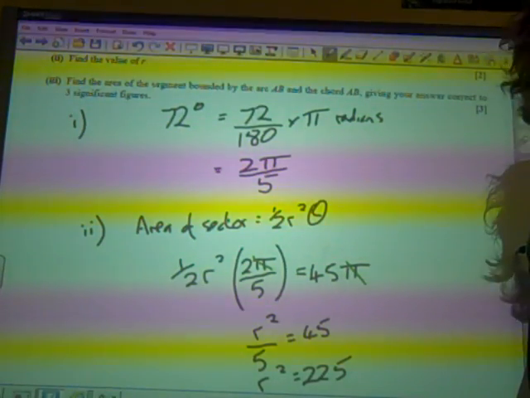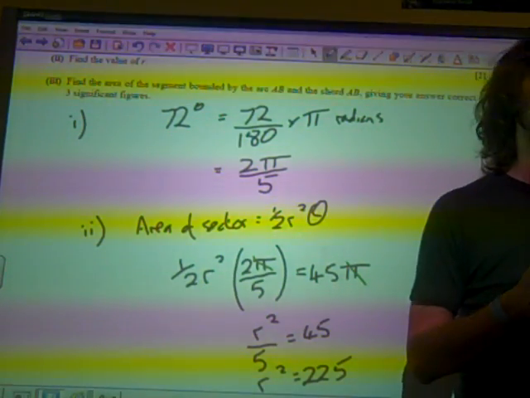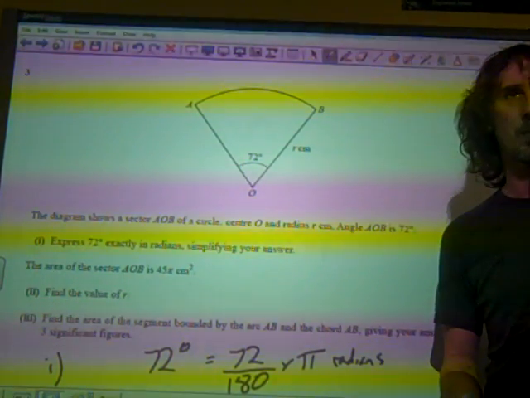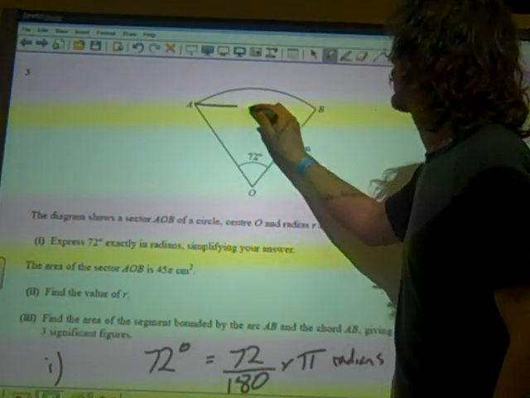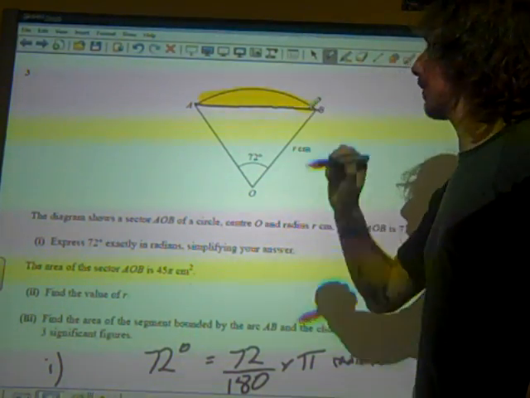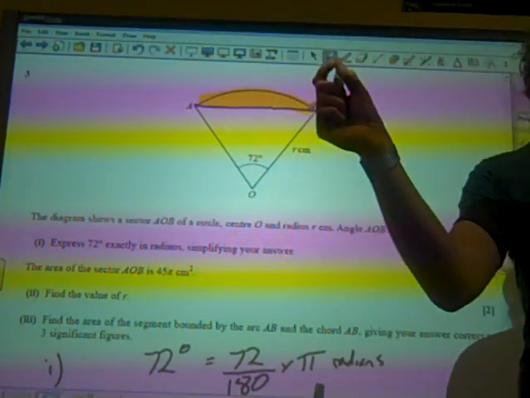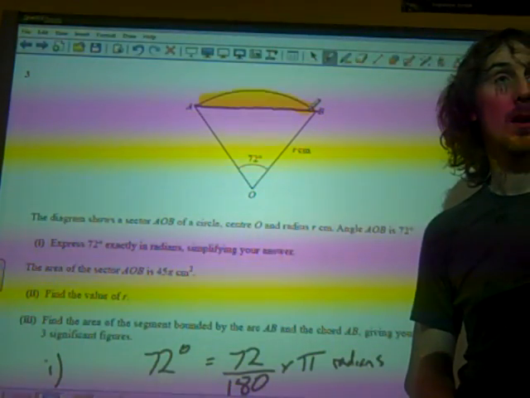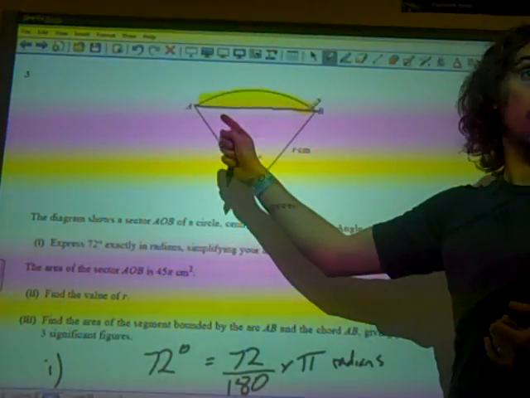Part 3. Find the area of the segment bounded by the arc and the chord, giving your answer correct to 3 significant figures. What does that even mean? The area of the segment bounded by the arc and the chord. Well, the chord would be that line there. Some of you already have that drawn on your exam and maybe even shaded. That's the bit that we're looking for. So it's the difference between the area of the sector and the area of the triangle.